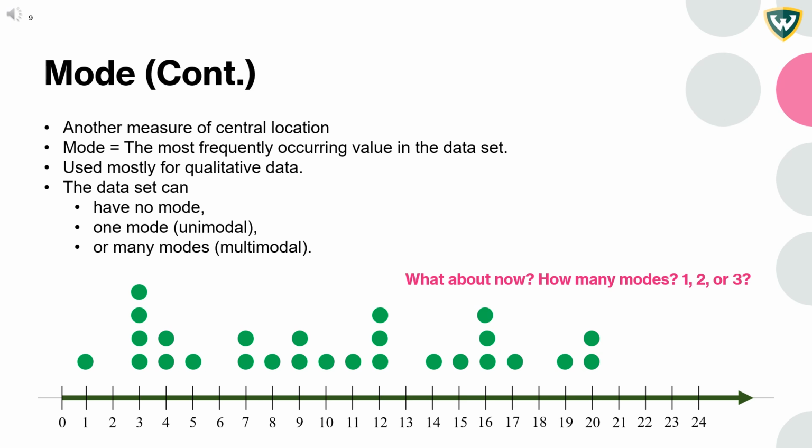We can say that in this example, we only have one mode, which is 3, as it has the highest frequency. After removing one of the observations, we can see that we have 3 peaks. This means that now we are dealing with a multimodal dataset with modes 3, 12, and 16.